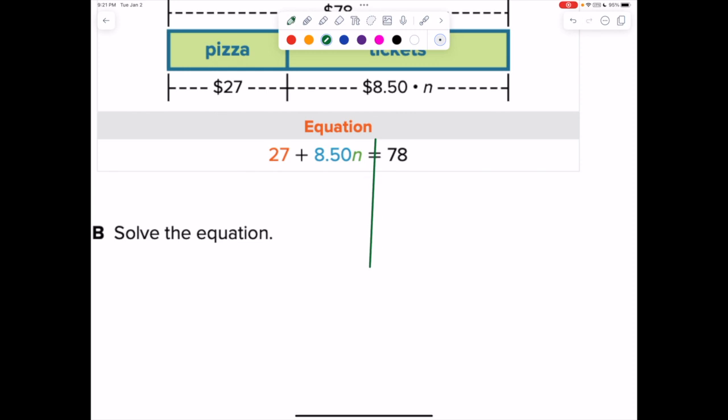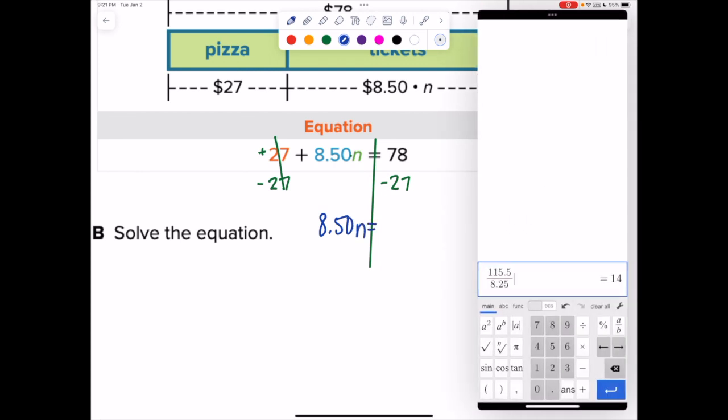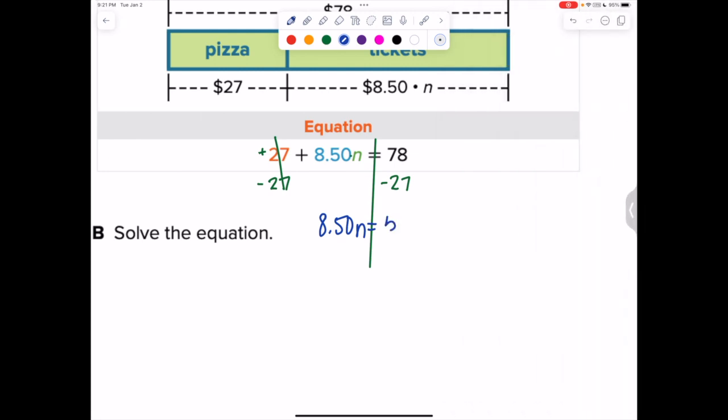Okay, what would I do first? If you said subtract 27, you're right, because this is 8.50 times n, and this is a positive 27, which means I'm going to subtract 27 from both sides. That cancels out, and what are we left with? We're left with 8.50n equals 78, make sure you clear, minus 27 equals 51.